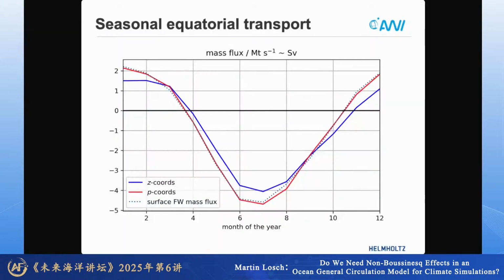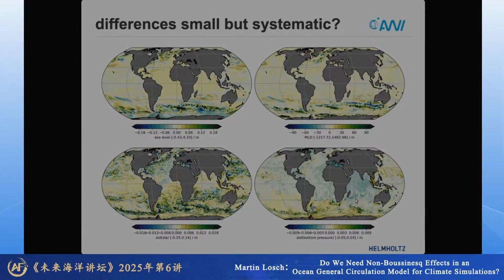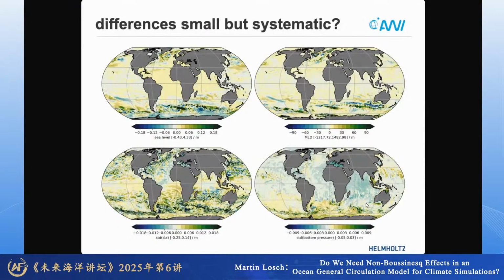So if you look at this here, basically wherever you have strong currents, you also have the northern hemisphere where you have the Kuroshio and the western boundary currents, the convection areas here, right, where there's the deep water formation. Those are places where the Boussinesq approximation seems to matter. What I find intriguing is that the bottom pressure variability in the Indian Ocean is so much higher with the non-Boussinesq model, and that's something that I would like to investigate.